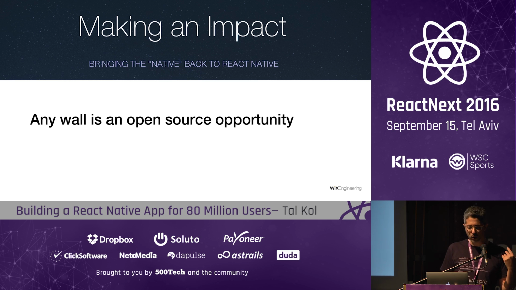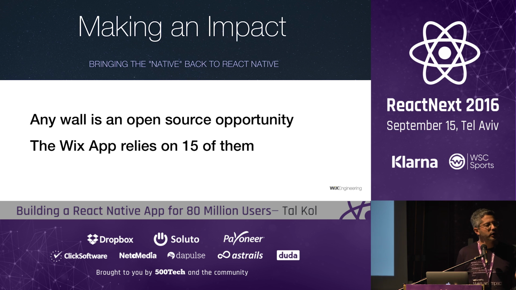As I mentioned before, any wall we hit, and we hit many walls, because when you do high-scale production and you want to have apps that kick ass, and you have tons of users, you hit many walls on things that are simply not good enough in the current ecosystem. And we look at any one of them as an open source opportunity. We pride ourselves on bringing the native back to React Native. So we release every single thing that we do as open source. All the infra is open source from day one.